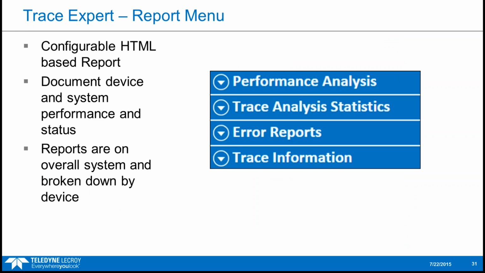When the report is generated, an HTML file pops up that you can use, with these arrows to the right here, to help you navigate through each of the individual reports. Once again, the document, device, and system performance and status are all broken down and illustrated and shown in each of the pages of this report.